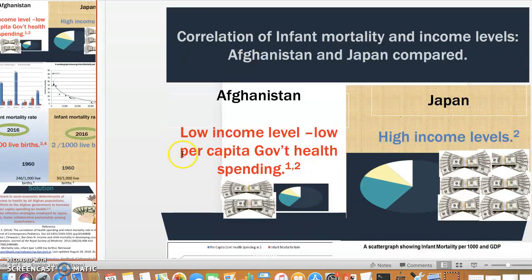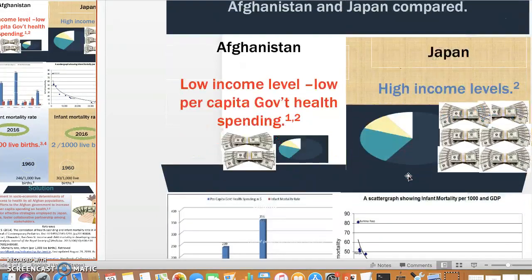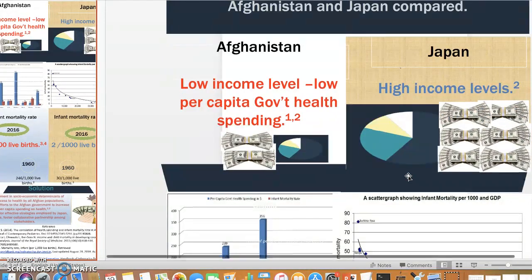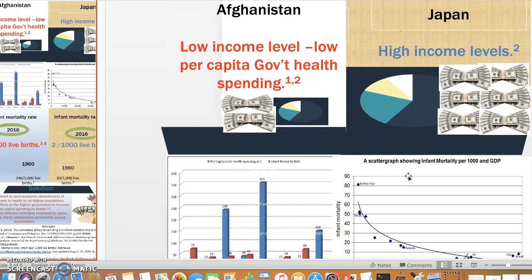As mentioned earlier, Afghanistan has a low income level. There's low per capita government health spending, and Japan has a very high income level. So the government already puts a lot of money per capita into health spending, and this helps a lot in reducing mortality rates for reasons such as access to care and so on.